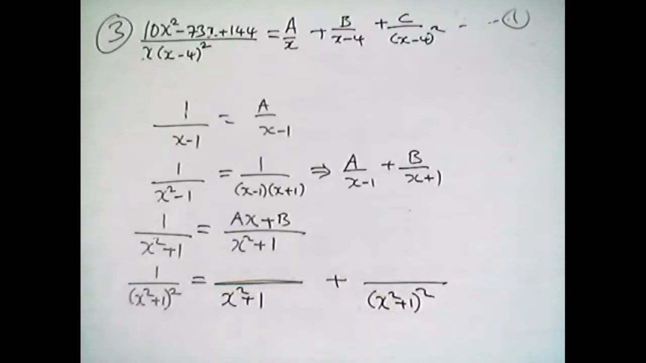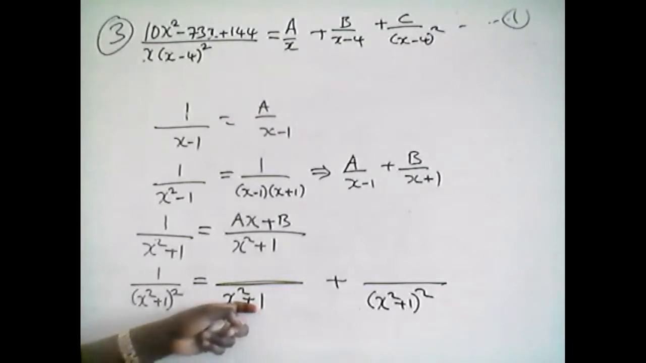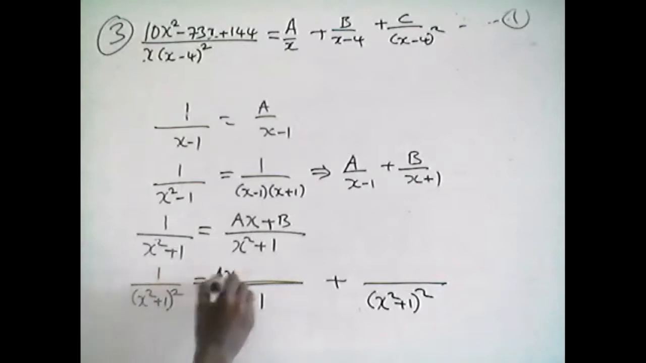So now after I've written that, you ask yourself, this denominator that I have, is it a linear repeated root or a quadratic? In this case, it's a quadratic. So when it is a quadratic, remember how we write our numerator? It will be ax plus b. We're done with this part.